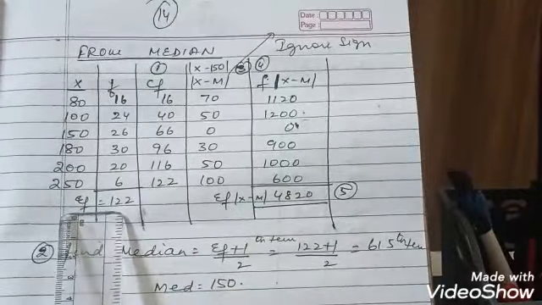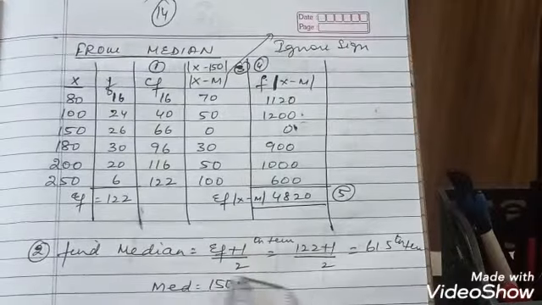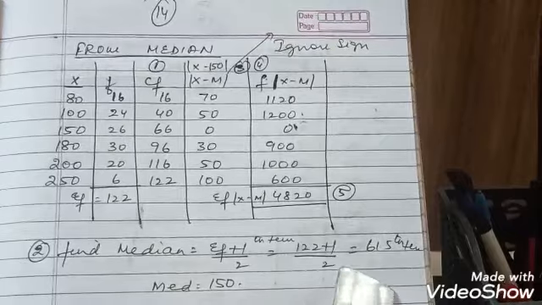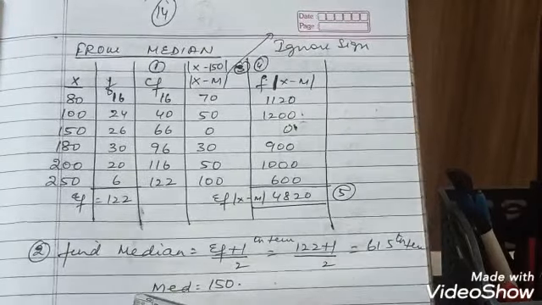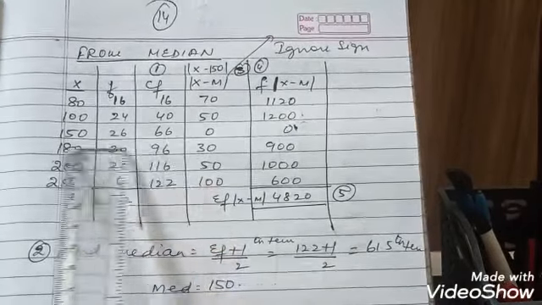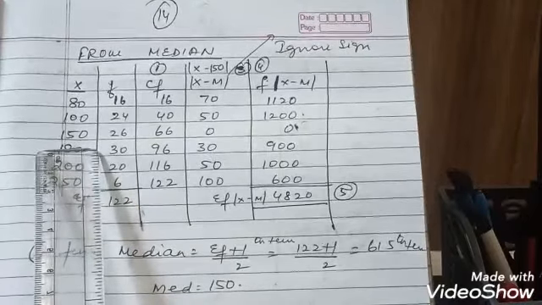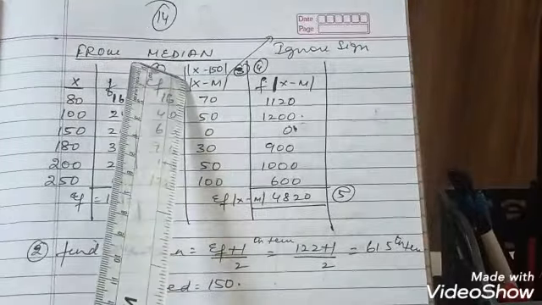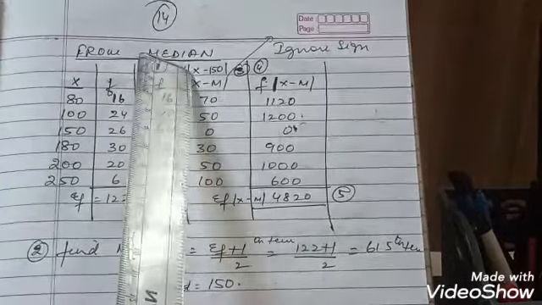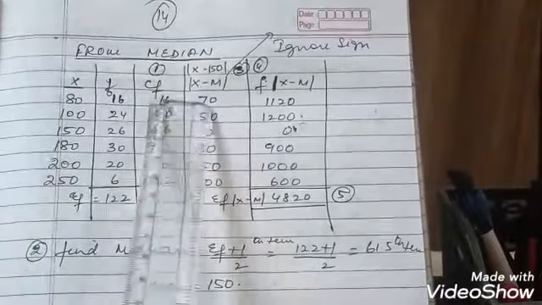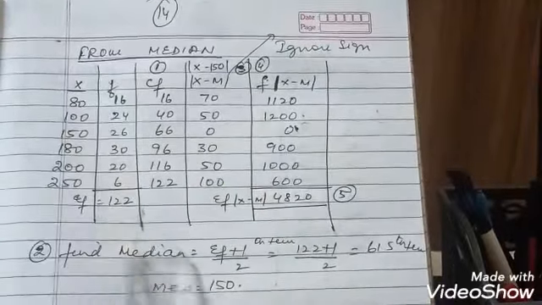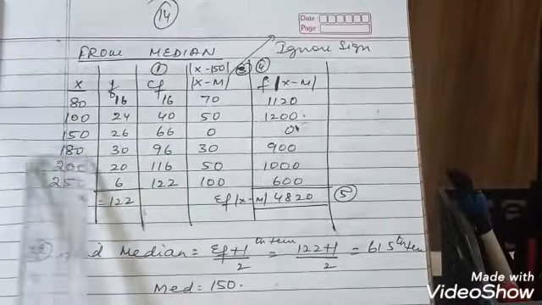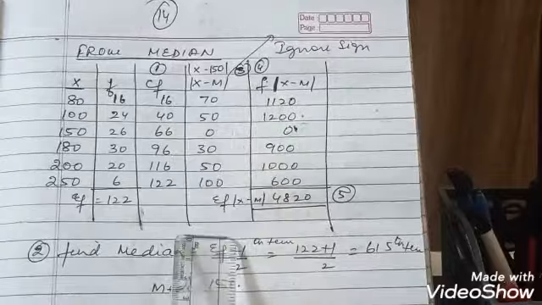So you've got your summation F 122. You'll find the size using this formula, sigma F plus 1 upon 2. The 61.5th term came, meaning median is here. 66 here again, which is 150, right? Once you've got your median, you have to take out the deviations. Again, you have to put it in modulus. So it is modulus of x minus 150, ignoring the sign. Your x is 80, 80 minus 150, 70. 100 minus 150, 50. 150 minus 150, 0, and so on.